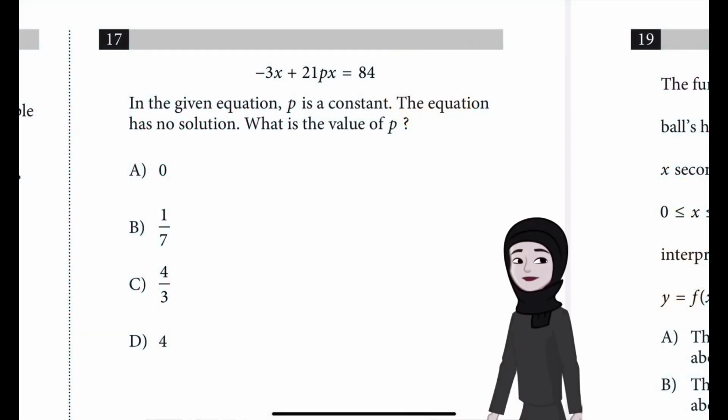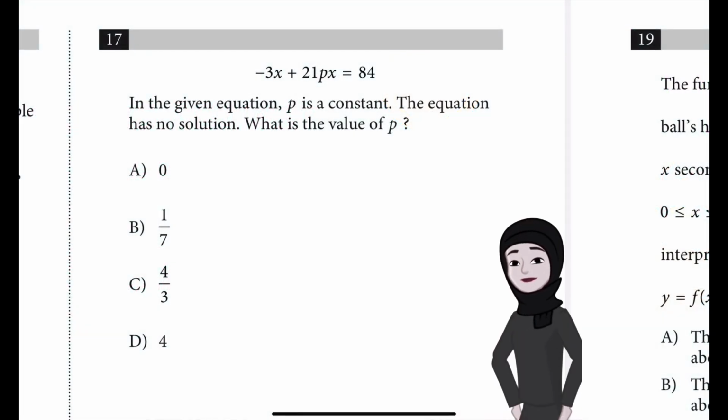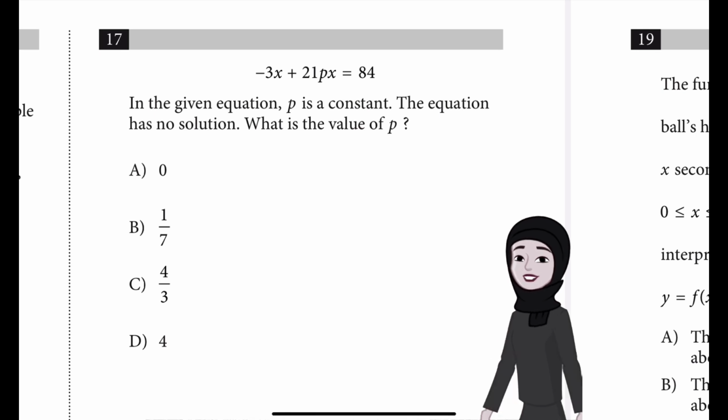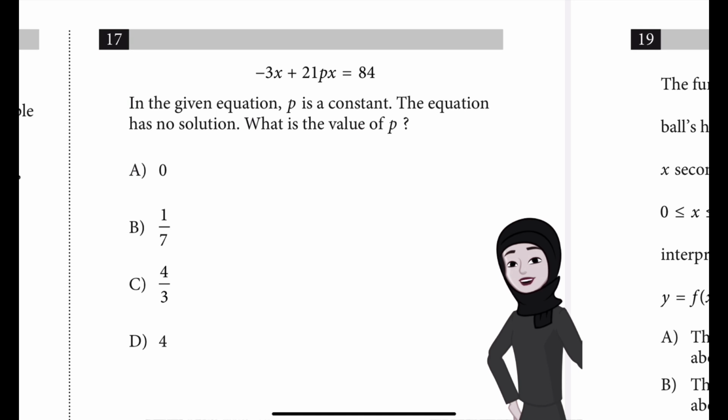Now question number 17: minus 3x plus 21px is equal to 84. In the given equation, p is a constant. The equation has no solution. What is the value of p?